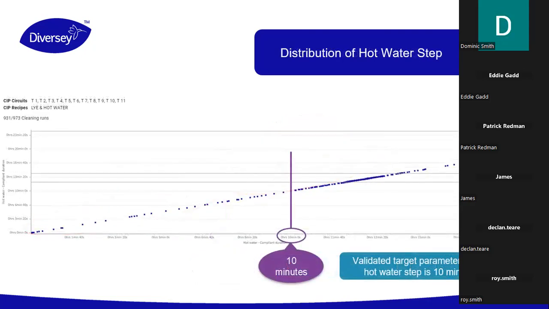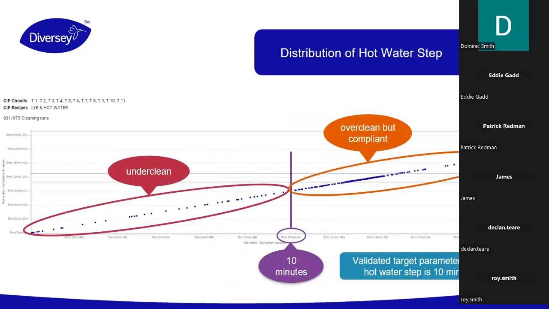Your hot water distribution. Again, we have the majority is over clean but compliant. So a lot, the non-compliant is much bigger. There are many more under cleans on the hot water than there was on the caustic phase. So it's actually almost 5% of the cleans were under the 10 minutes hot water.